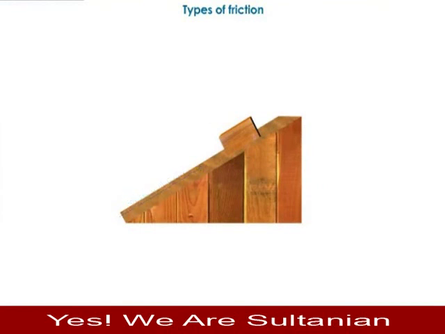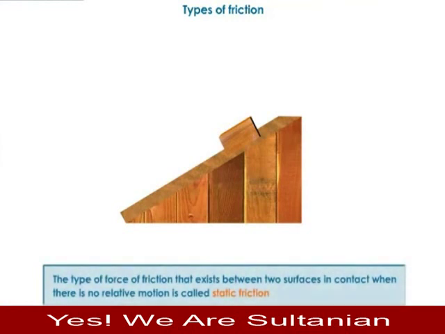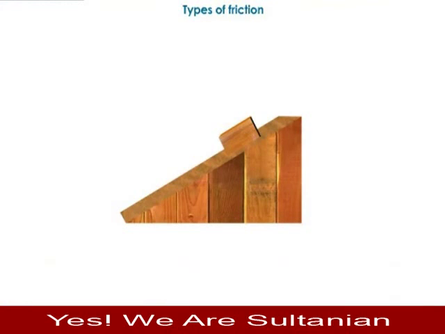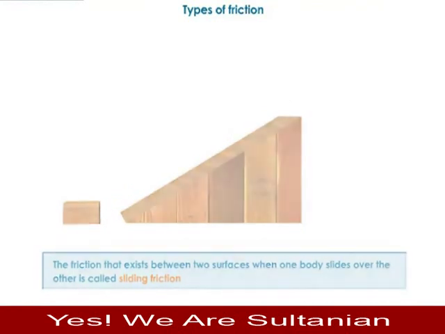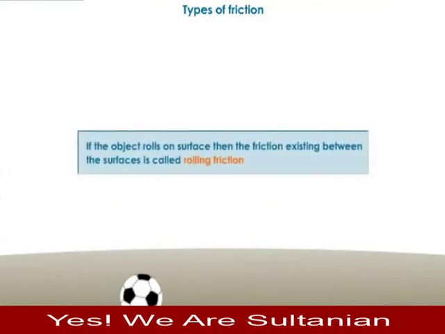The block of wood would have come down due to the action of gravity if there were no force of friction. This type of force of friction that exists between two surfaces in contact when there is no relative motion is called static friction. Now, if we slightly push the block, it starts sliding on the plane. The friction that exists between two surfaces when one body slides over the other is called sliding friction. If the object rolls on the surface, then the friction existing between the surfaces is called rolling friction.